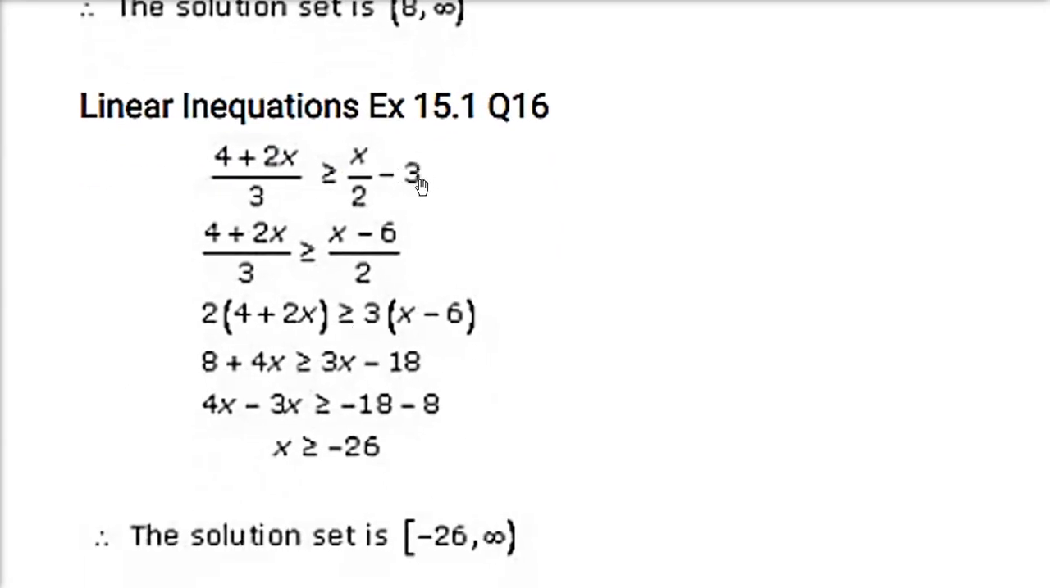Here, assume that it is 3 by 1. So x minus 6 by 2. Now bring this 2 here, multiply this 2 and bring this 3 here. So 2 into 4 plus 2, 8, which is 8 plus 4x. Here 3x minus 18. 3x here, 8 here. 4x minus 3x is x. Minus 18 minus 8 is minus 26.